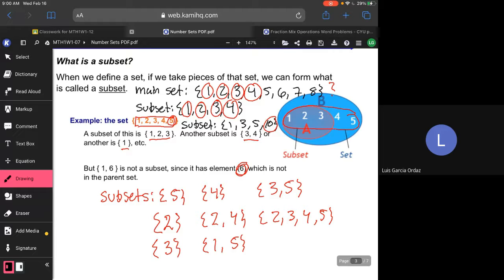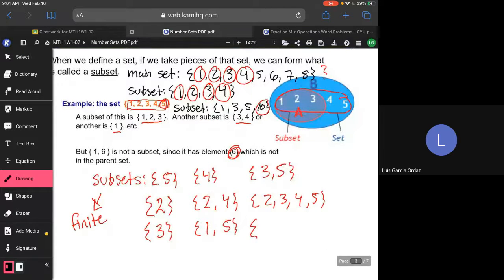Subsets are finite. There can only be a certain amount of subsets that we can have before we run out of combinations. I'm starting to run out of combinations here. Can someone give me another subset that has not been mentioned yet? Lauren. 1, 2, 4. And let's see if someone else can give me one last one. That has 3, 4. Nope, that's already mentioned up here. 5, 4, 3, or 2, 1, you're going backwards.